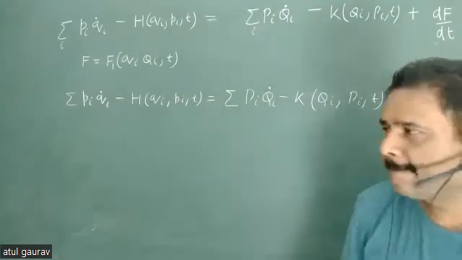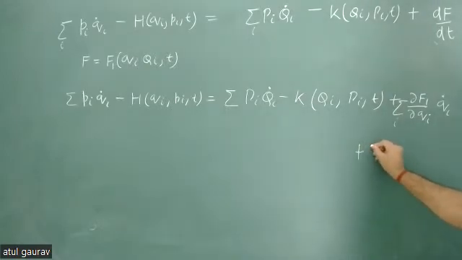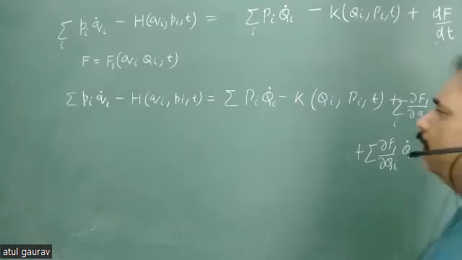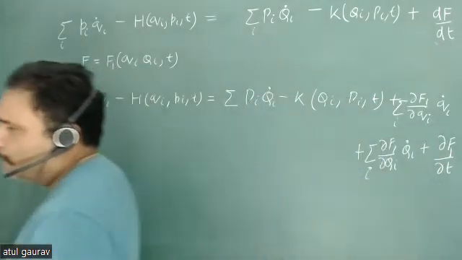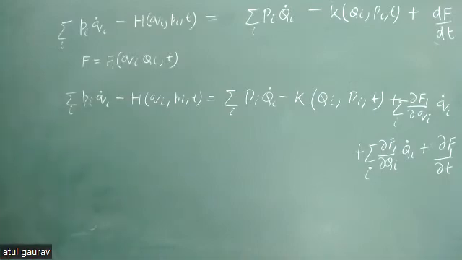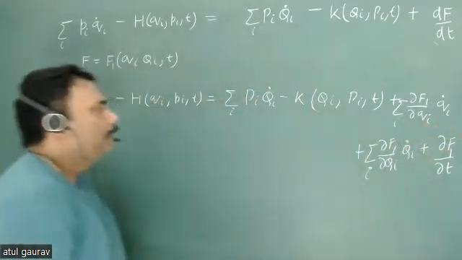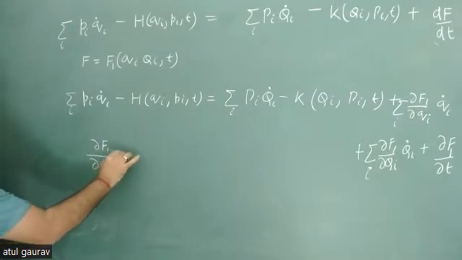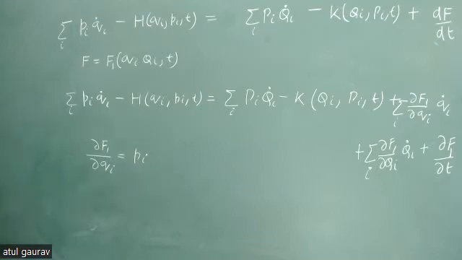Am I writing correctly? And second thing, plus del f1 upon del capital Qi dot, plus obviously, last but not the least, del f1 upon del t, since dt upon dt is 1, and we can have all the possible generalized coordinates. Is this clear? Yes, sir. So what will we do? We will try to equate the coefficients on both sides. Let's equate the coefficient of qi dot here and qi dot here. What will happen? We get del F1 upon del qi is equal to Pi. Yes.